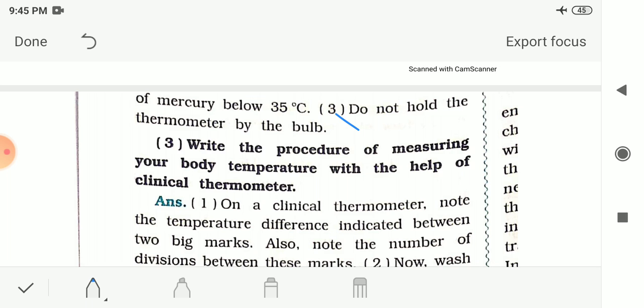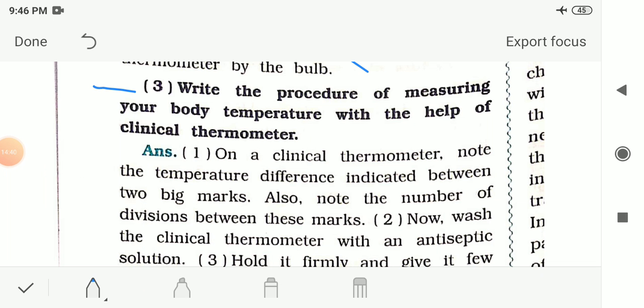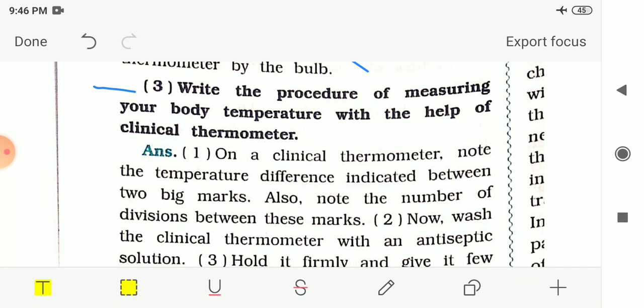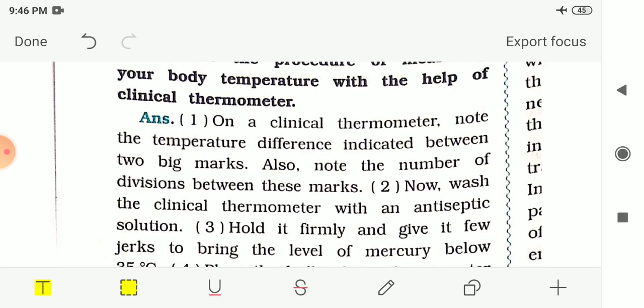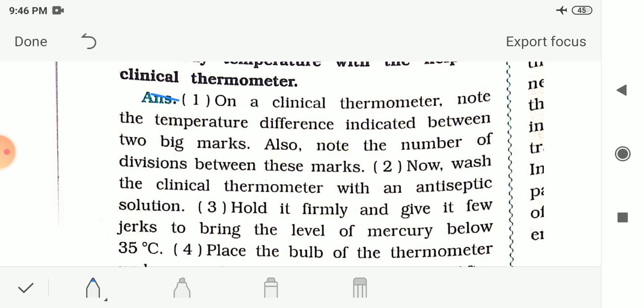Next, third number question. The question is, write the procedure for measuring your body temperature with the help of a clinical thermometer. We have to write the process of how we will measure our body temperature with the help of a clinical thermometer. So first step, on a clinical thermometer, note the temperature difference indicated between two big marks and also note the number of divisions between these two bigger marks.